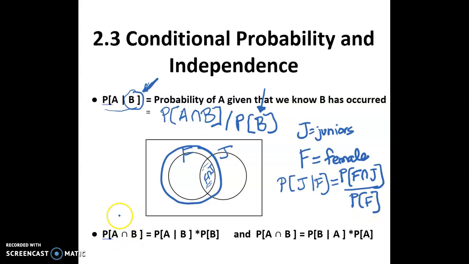Because of that formula, you can get the probability of an intersection of two events two different ways, based on which one you were conditioning on. It's either the probability of A given B times the probability of B, or the probability of B given A times the probability of A. That's just by multiplying both sides by the denominator in those formulas. So these are really useful formulas too.